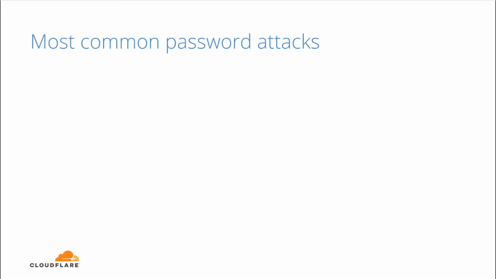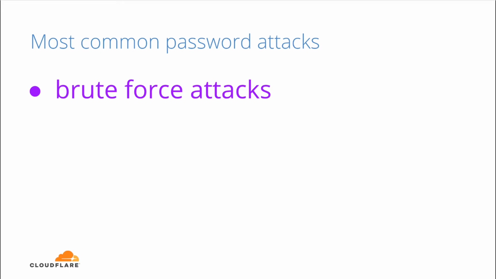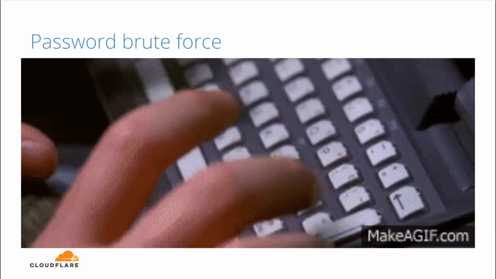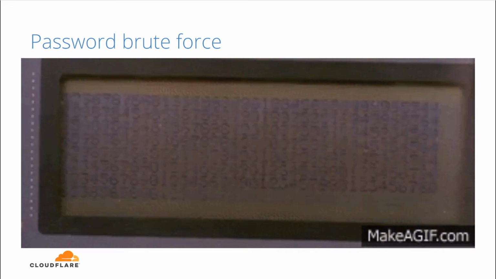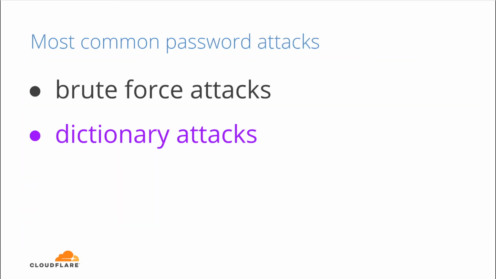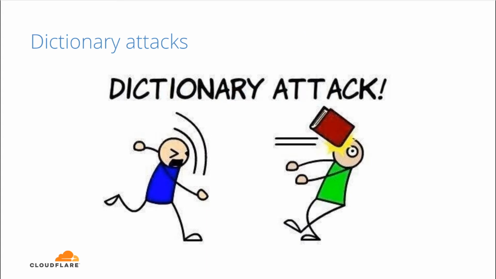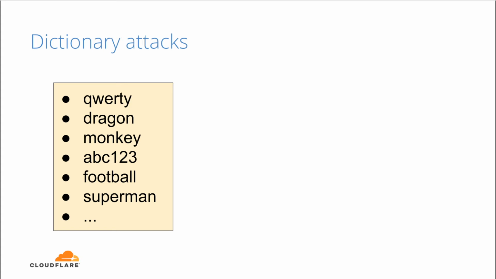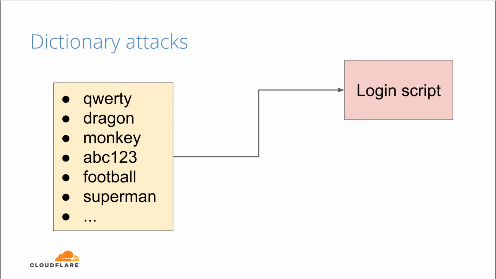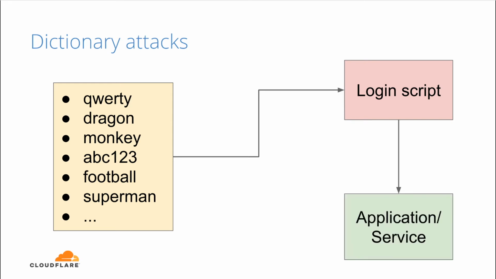So let's check out the most common password attacks. The most simple and obvious one is a brute force attack, where the attacker just tries every possible combination of a password until they succeed. The second popular attack is the dictionary attack, which is basically not what you see on this slide. It's when the attacker compiles a list of the most commonly used words as passwords, creates some automation, and tries all of them on a specific application or service until they succeed.